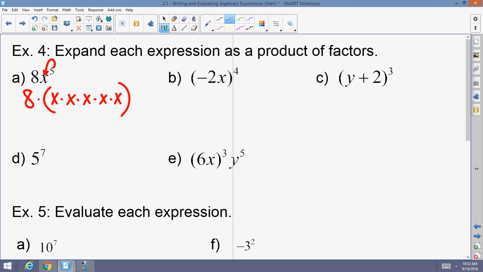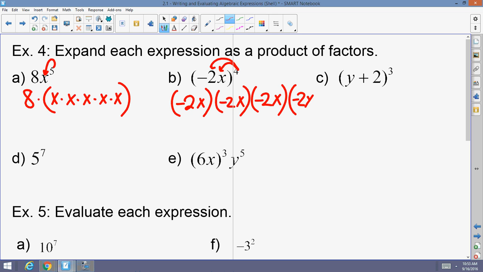Now for b, my brothers, we've got negative 2x to the 4th power. So this is inside of the parentheses, so everything gets affected here. Everything. So what's happening here is it's literally a negative 2x times a negative 2x times a negative 2x times a negative 2x, because negative 2x is being raised to the 4th power. I need you guys to really see that, and if you don't, you need to tell me so I can help you.